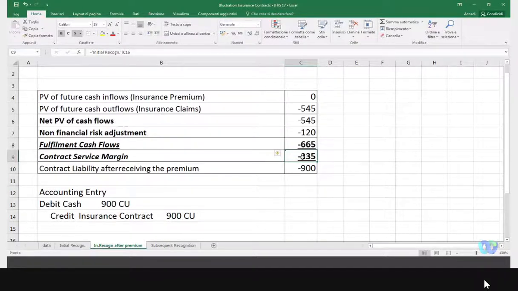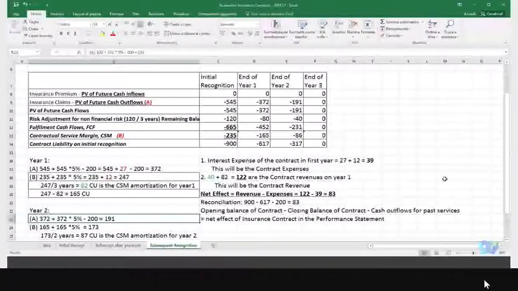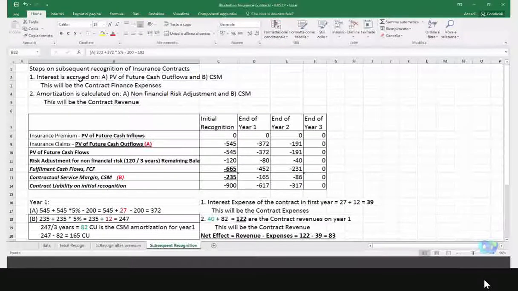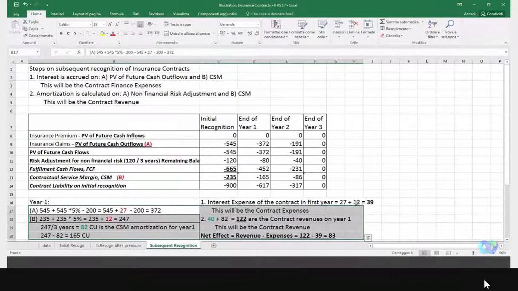Okay? Did you understand? Because this is simple. When you go over to the next sheet over here, this is the subsequent recognition at the end of year 1, year 2, year 3. Every calculation is here. You can look for yourself because it will be uploaded on Moodle.